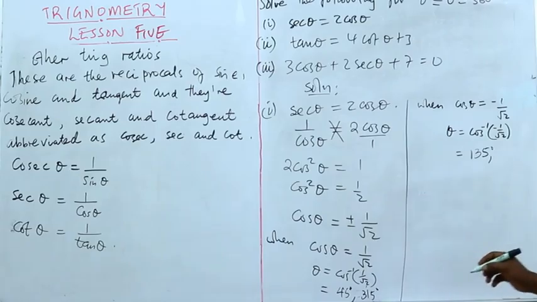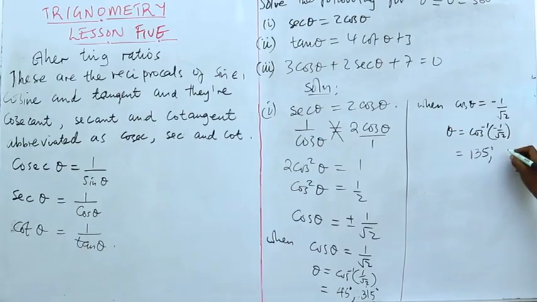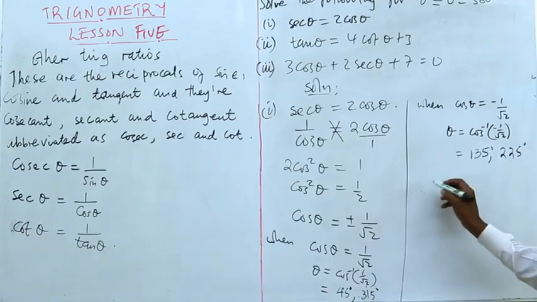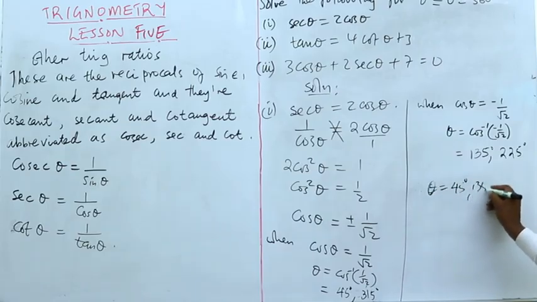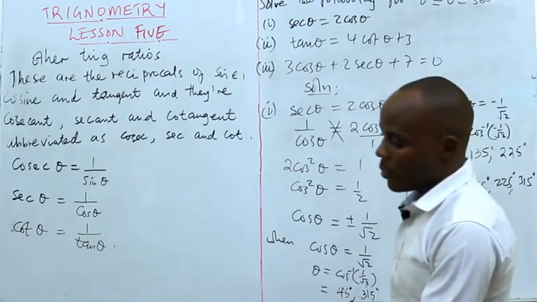Then you also have 180 plus 45, that one will give you 225. Those are degrees. Therefore theta is equal to 45 degrees, 135 degrees, 225 degrees, and 315 degrees.